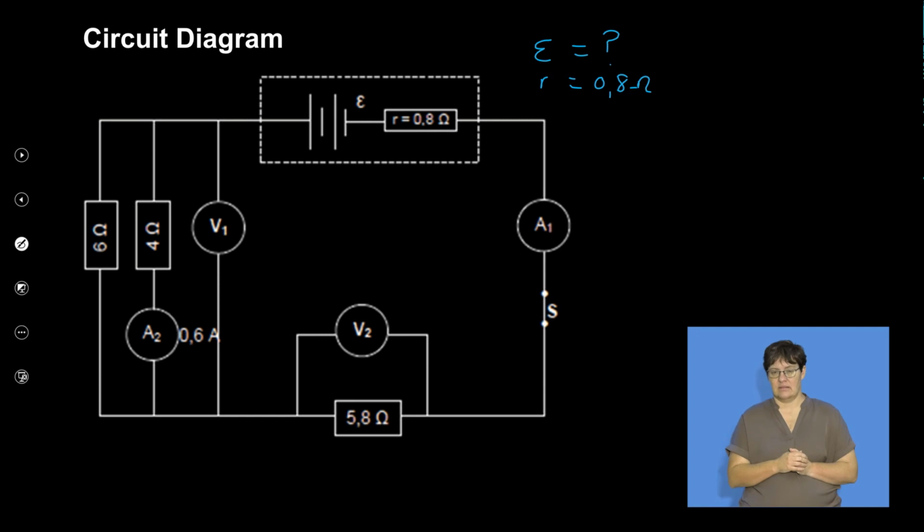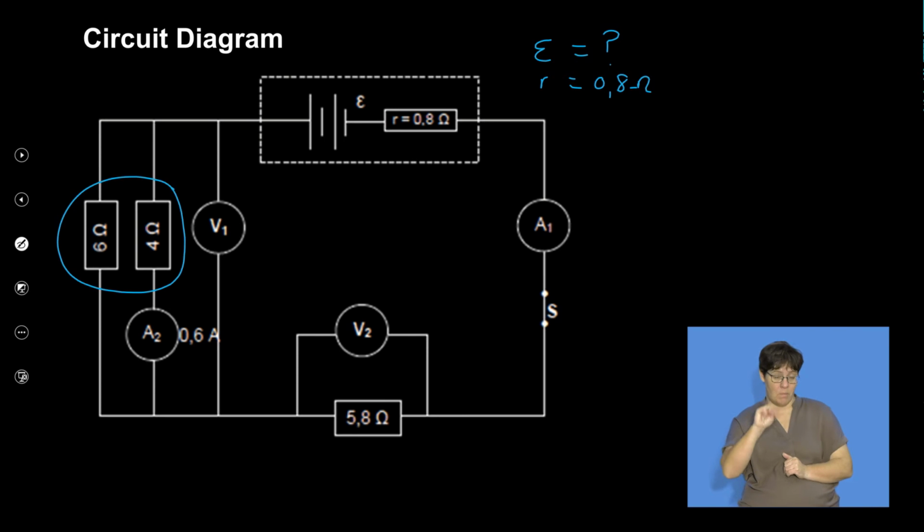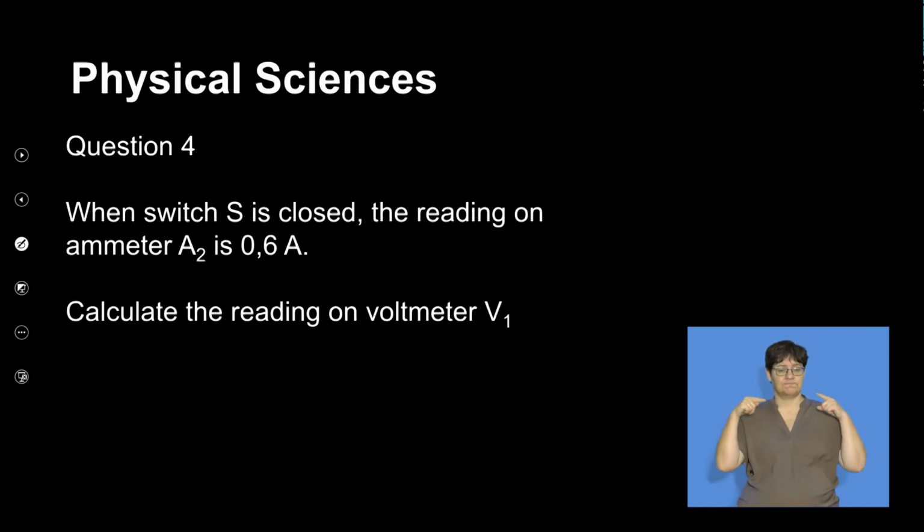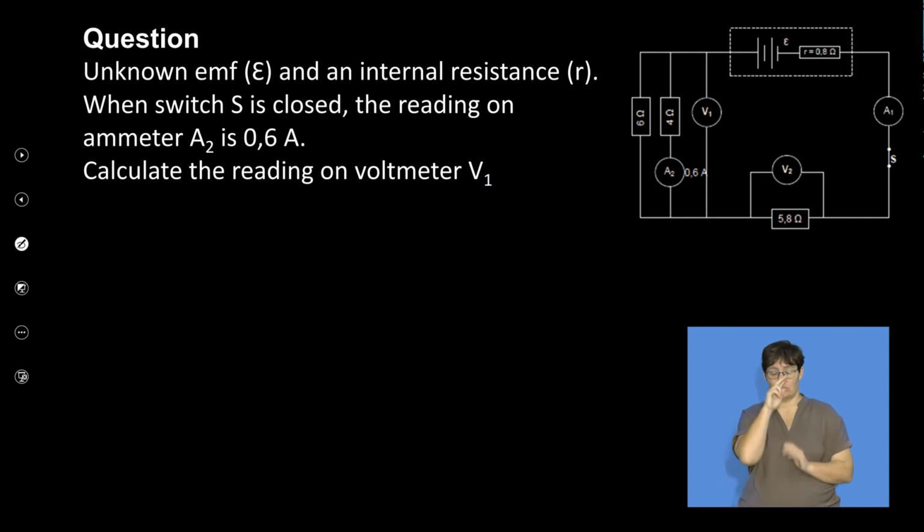Then there are 3 resistors in the external circuit. What is important also to note is that the 6 ohm and the 4 ohm resistor are connected in parallel. But let's look at what the question says. It says here, when switch S is closed, the reading on the ammeter A2 is 0.6 amperes. So the question demands that we calculate the reading on voltmeter V1. So here is our circuit. A2 reads 0.6 amperes. So we want to calculate the reading on the voltmeter V1.